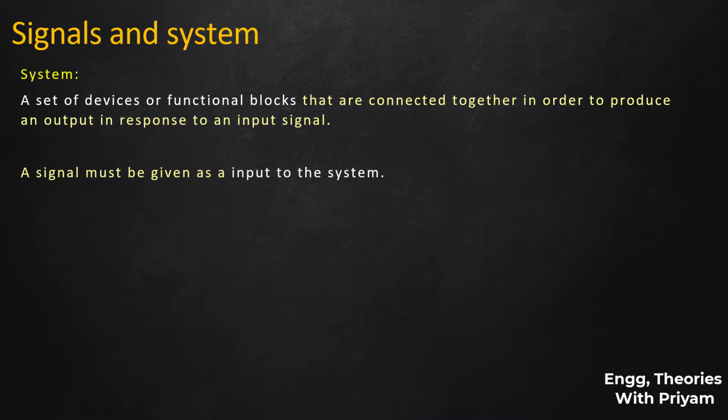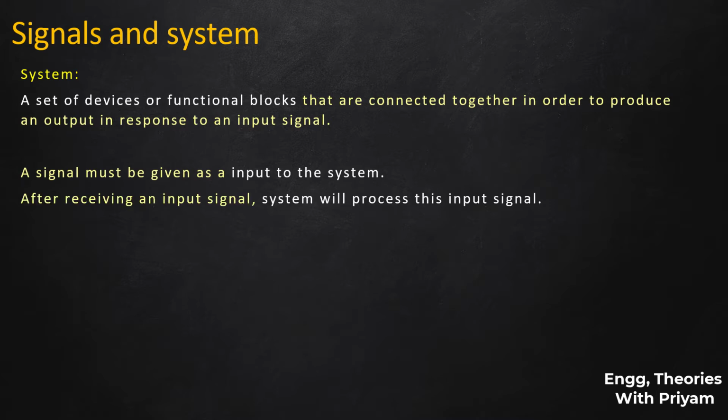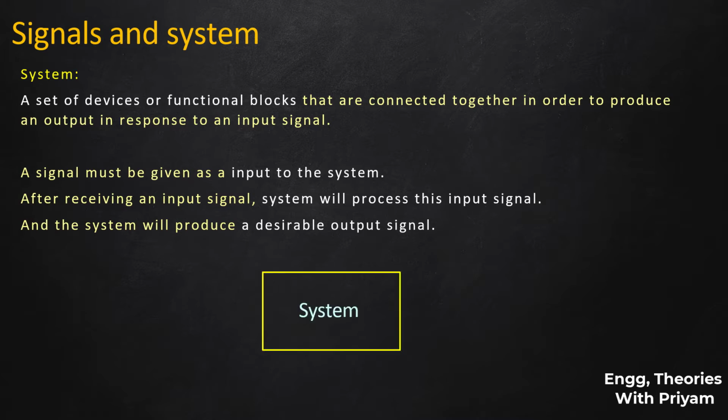After receiving an input signal, the system will process this input signal, and after processing it, the system will produce a desirable output signal. So the block diagram of the system can be represented as follows: an input signal is given to the system in order to produce a desirable output signal.